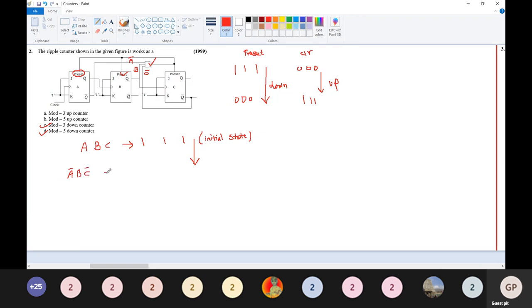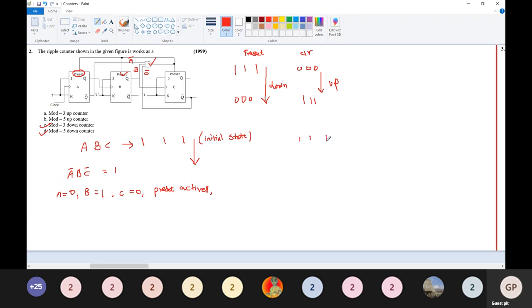So when the preset is given, this becomes equal to 1. It becomes 1 whenever A is equal to 0, B is equal to 1, and C is equal to 0. So when the preset becomes activated, whenever A is 0, B is 1, and C is 0, preset activates, or it sets to 1.